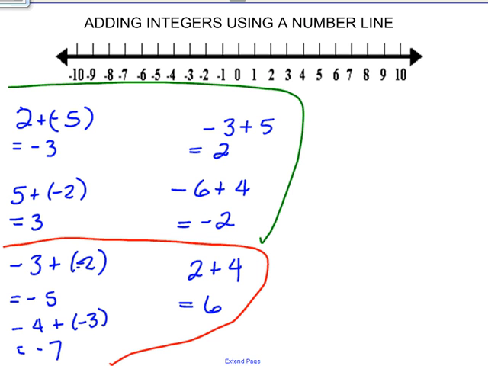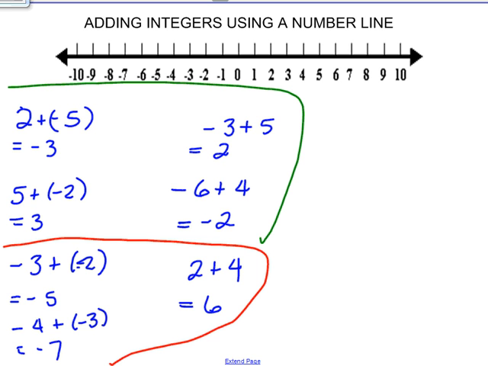Now, the ones up here are different also. These ones, the signs are different from each other. So we have a positive plus a negative, or a negative plus a positive. If we examine those closely, what we notice is every time we're actually finding the difference between the numbers. So if we did 5 minus 2, we'd get 3. If we did 5 minus 3, we'd get 2. If we did 6 minus 4, we'd get 2.